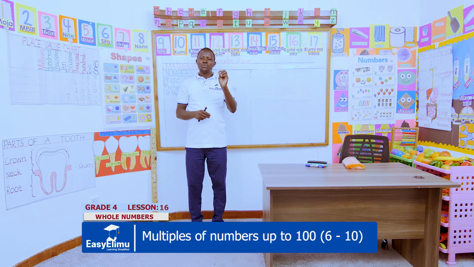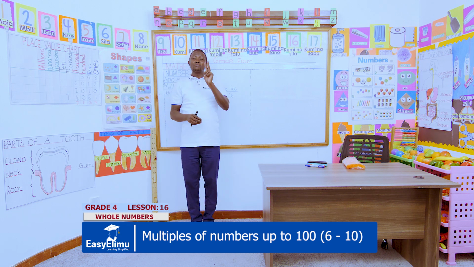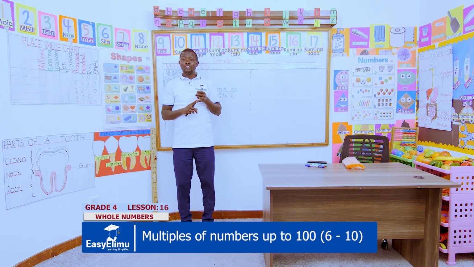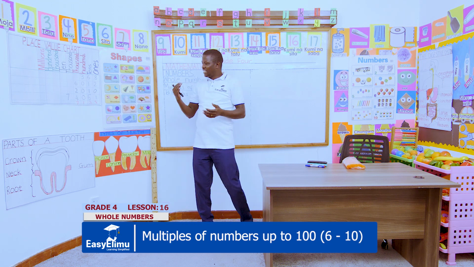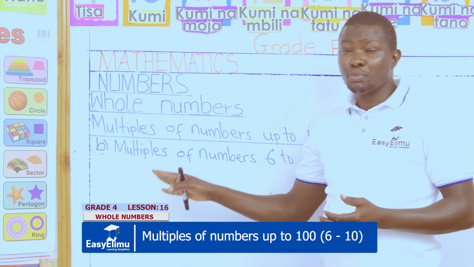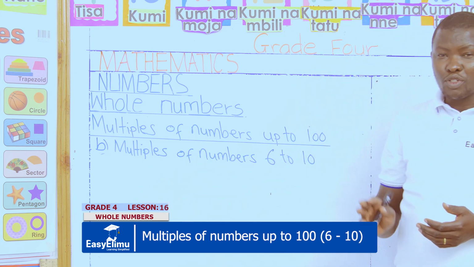4 multiplied by 1 is 4. 4 multiplied by 2 is 8. So we have two multiples of 4. We have 4, we have 8, we have what else? 4, we have 8, we have 12, we have 16, and so on. So for today, we have multiples of numbers from 6 up to 10.